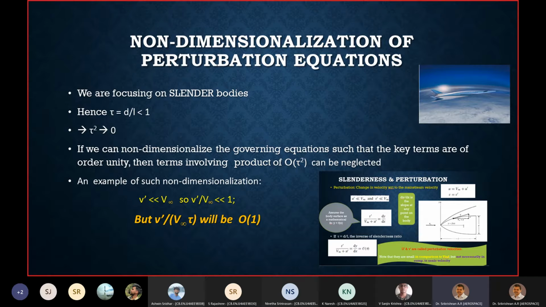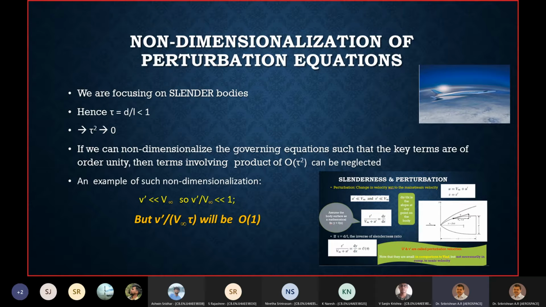Now, tau is d by n, a measure of the bluntness, which is the inverse of slenderness. So tau is less than 1 by assumption because we are restricting our attention to slender bodies. And we have seen the justification for it. In hypersonic propulsion, most of the attention is on slender shapes. So it still has some validity.